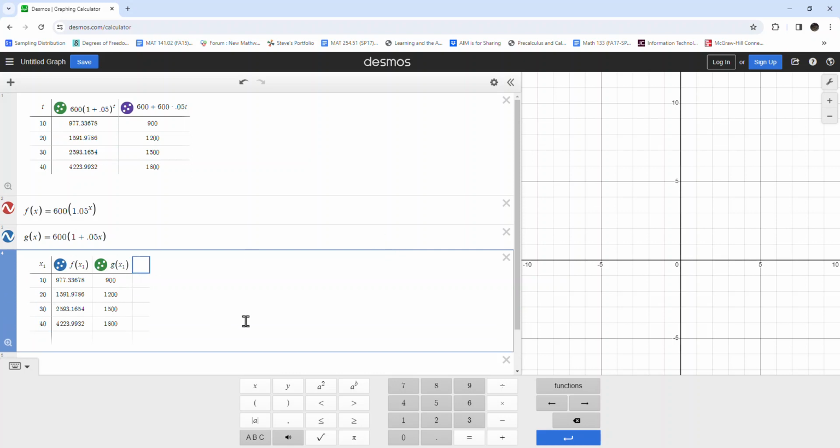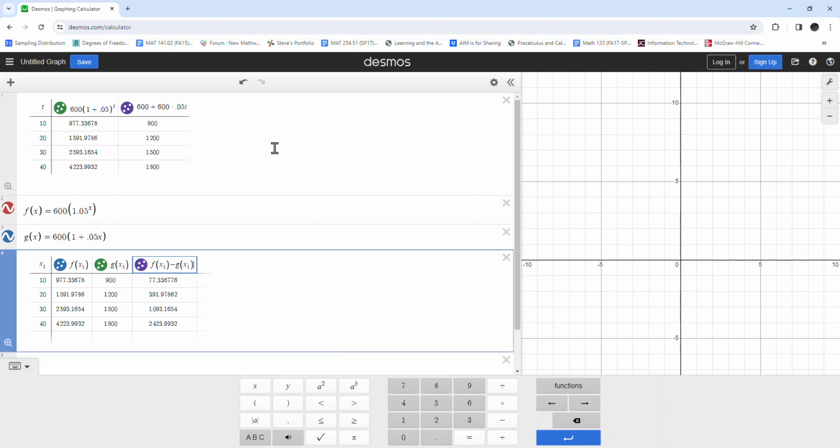So now if I want to see how much more money I made by the compound interest, I can type in the table, take the f of x1 values and subtract from them the g of x1 values. And there's my difference. So after 10 years, the compound interest earns $77 more. After 20 years, it earns $391 more, and so on and so forth. I think that's just a really nice, handy way to compare the difference between the two values.